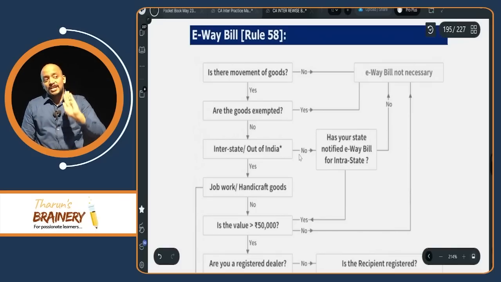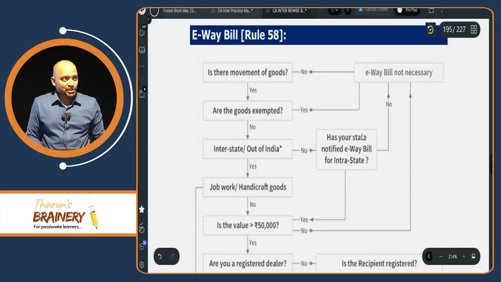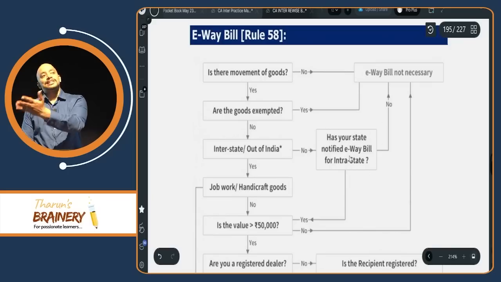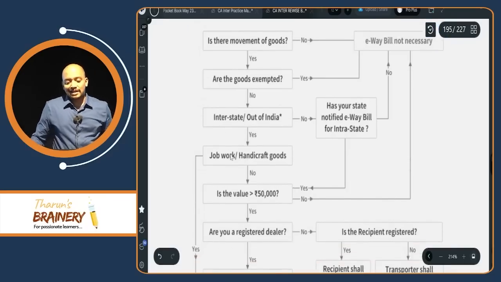So in the exam, which provisions related to e-way bill will we always have? Interstate movement. For movement within the state, we will not get questions because we have separate provisions for within the state. That particular state will be giving the provisions. Now, suppose it is interstate.